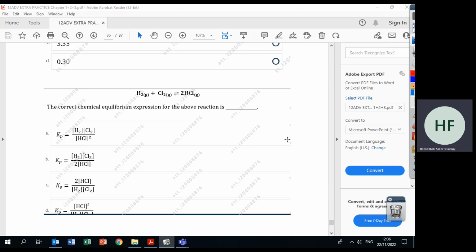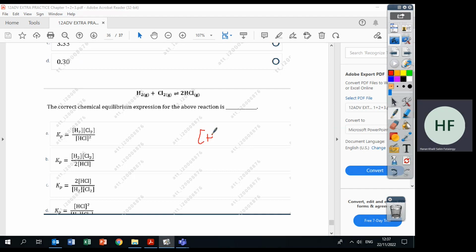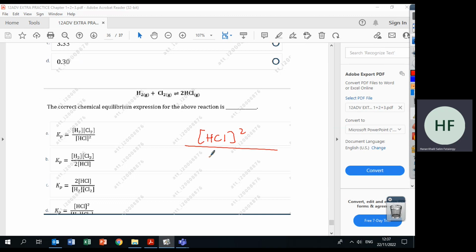Okay, now try to do this one. This one is also homogeneous. The correct chemical equilibrium expression is products over reactants. I think this is the correct answer. It will be HCl squared over H2 times Cl2.